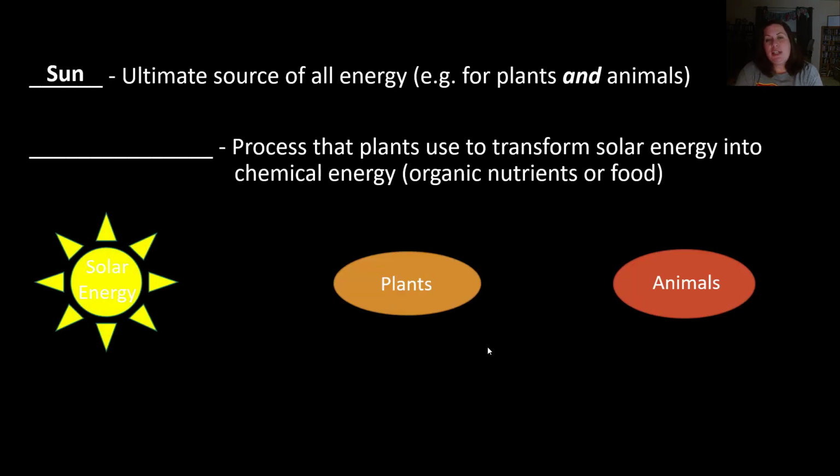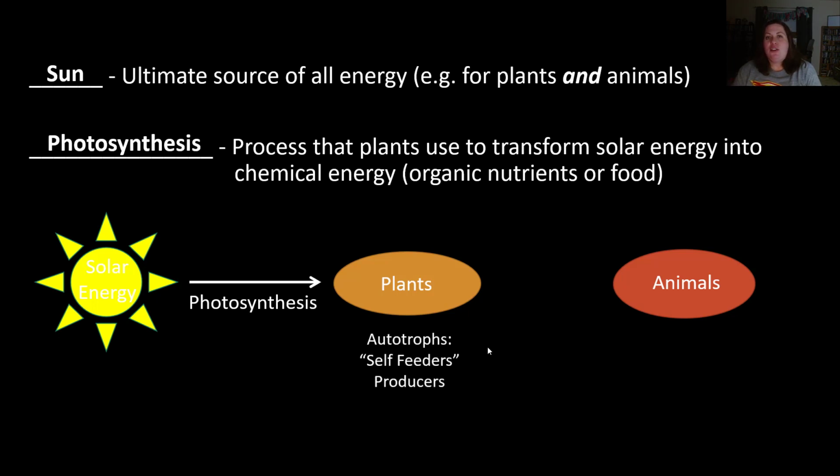Now, where does this energy come from? Ultimately, all energy comes from the sun. The ultimate source of energy is the sun, and this is for plants and animals. Plants are just the ones who can access that sun directly. They can do the process of photosynthesis where they can access that sunlight and convert it from sun energy, solar energy, to chemical energy.